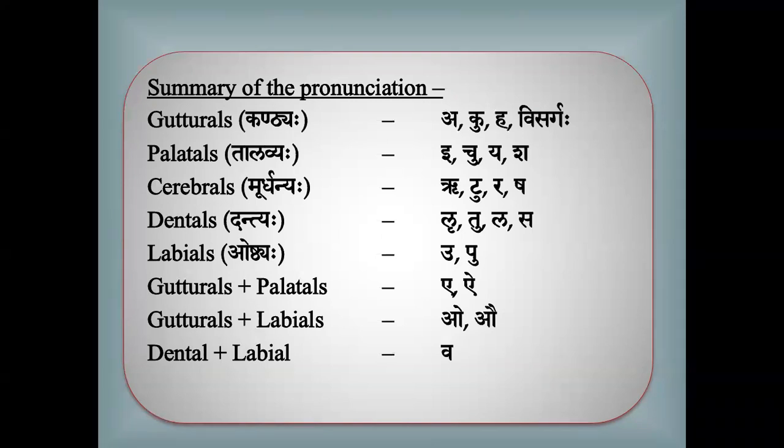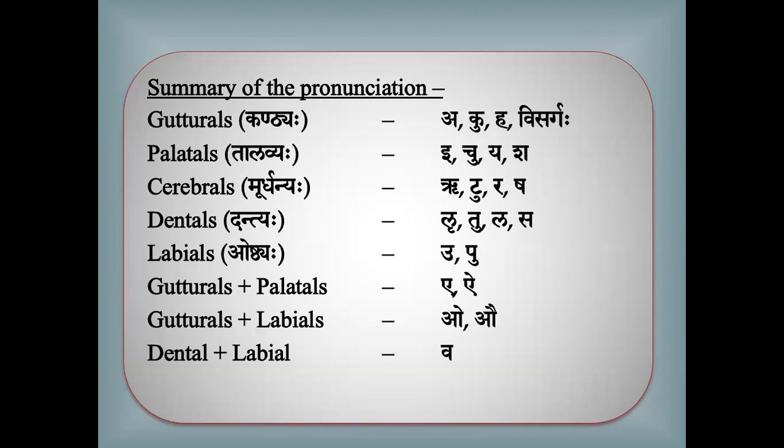Dental. And Tu is Tavarga. Tavarga also dental. La, semi-vowel, and sa, the sibilant, that also. Then dental. So lu, tu, la, sa, they are dentals, dantyaha. And the labials now. Oshtyaha. The vowels u and the power ga, pu, they are oshtyaha labials.